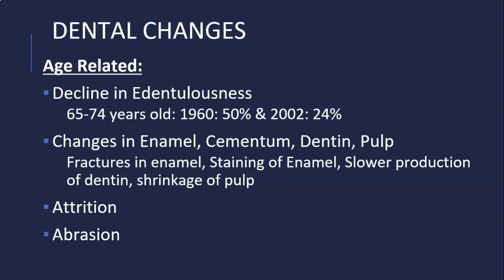So changes in enamel, cementum, dentin, and the pulp: we see things like fractured enamel, we see increased staining as someone grows older, slower production of dentin, and the overall shrinkage of the pulp. So the pulp chamber becomes smaller. We see attrition and abrasion, so just a wearing out of the teeth in general.